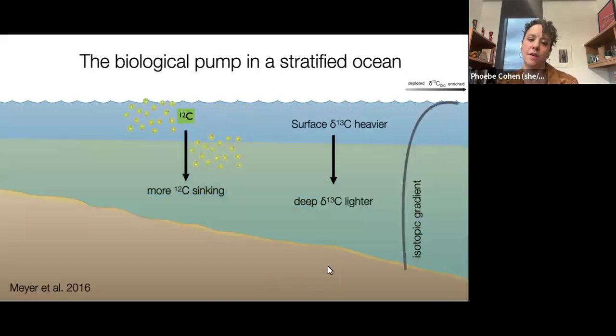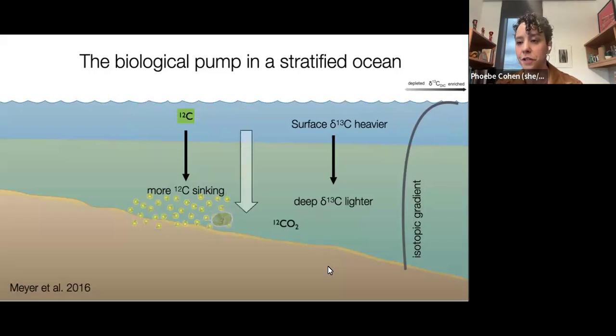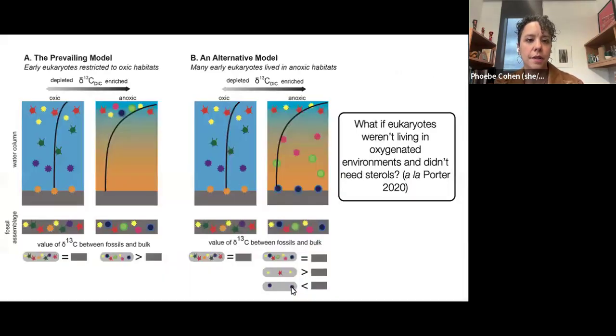But in a stratified ocean where we don't have as much mixing from the surface, that light carbon is essentially going to get trapped down below, and we'll end up with a much steeper gradient, where there's a much more heavy enriched DIC signal at the surface and a more efficient biological pump.